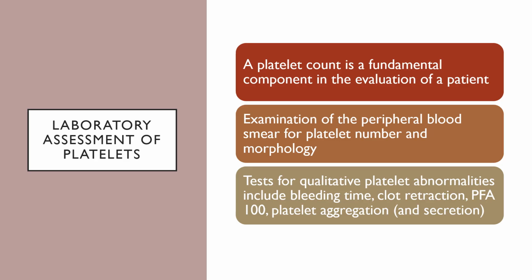And then we do have some qualitative platelet abnormality tests, including things like bleeding time, which we don't use too often anymore. It used to be kind of an antiquated test. Clot retraction, PFA-100, and then platelet aggregation, and sometimes secretion. We used to do the secretions here, but now we send them out to a reference lab.